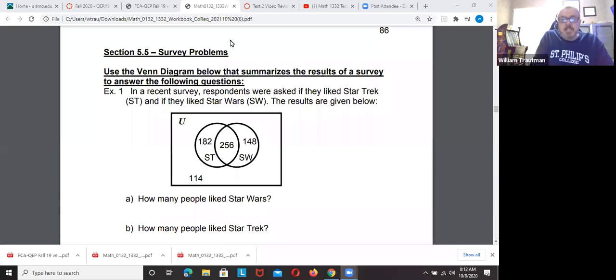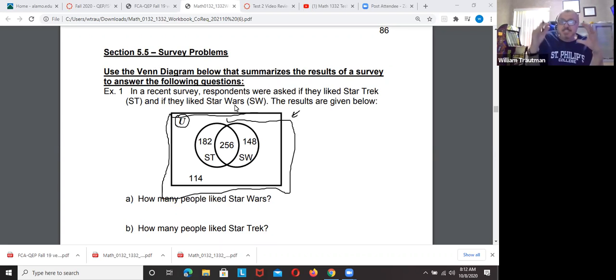Okay, hi everybody. This is section 5.5, survey problems. Let's get started, using Venn diagrams. Once again, this is Venn diagrams. U stands for universal set. That means everything that we have is contained in this little rectangular box here. That's the universal set.